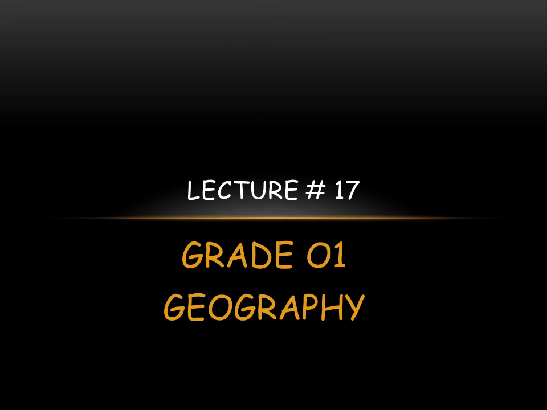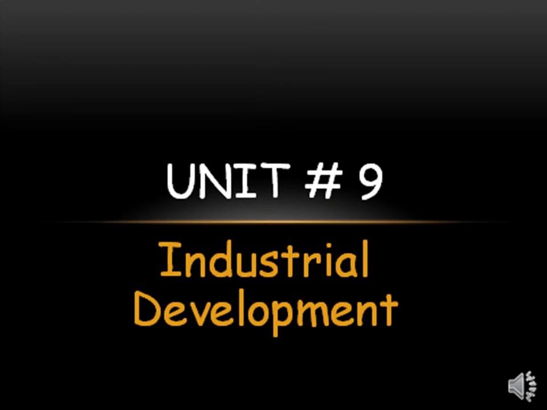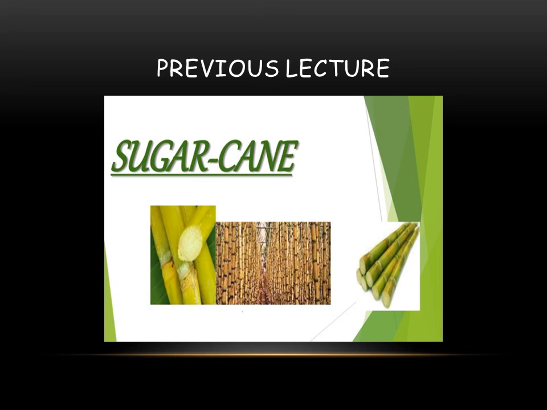This is my lecture number 17 for grade 1 and today we have a geography class. As we have already started unit number 9, which is about industrial development. In the previous lecture, we learnt about a few major industries of Pakistan. Among them was the sugar industry of Pakistan.